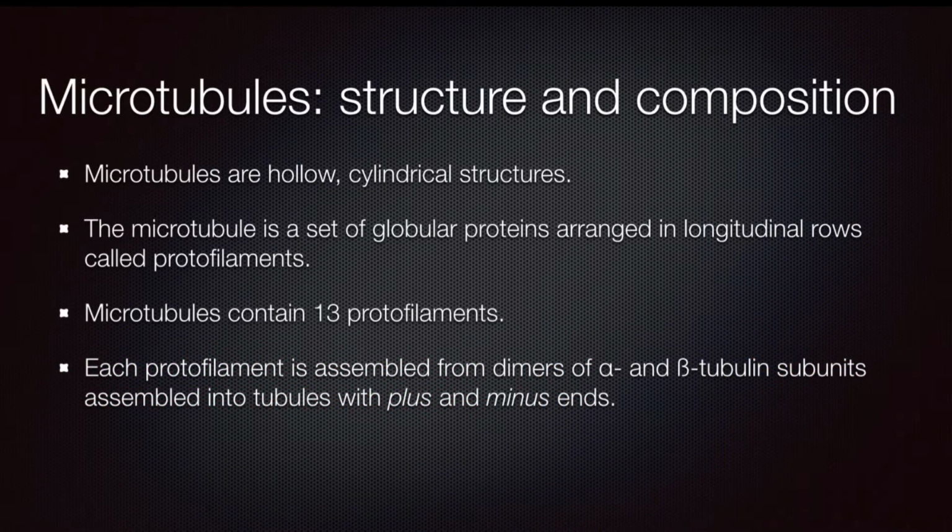Microtubules, structure and composition. Microtubules are hollow cylindrical structures. The microtubule is a set of globular proteins arranged in longitudinal rows called protofilaments. Microtubules contain 13 protofilaments. Each protofilament is assembled from dimers of alpha and beta tubulin subunits, assembled into tubules with plus and minus ends.